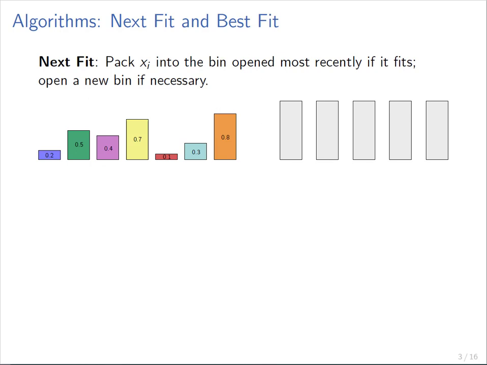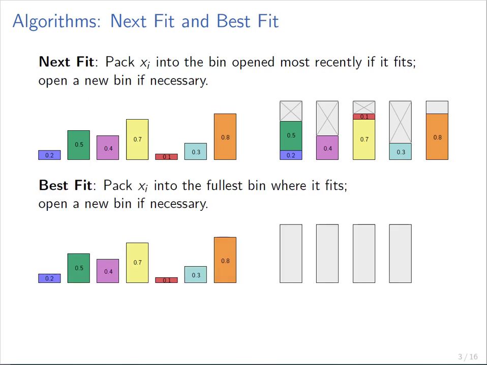The policy of NextFit is to pack items into the current bin as long as they fit there. As soon as there is some item which does not fit into the current bin, a new bin is opened for this item and the previous bin is considered as closed. So no item can be packed there. And this leads to the following packing using 5 bins in this example.